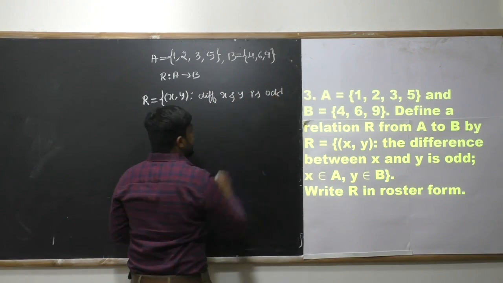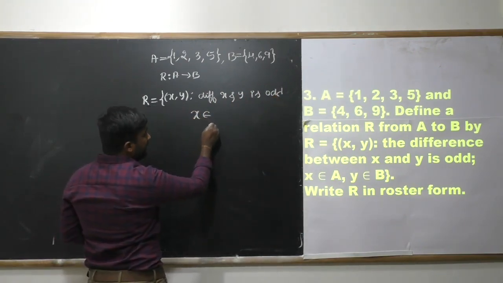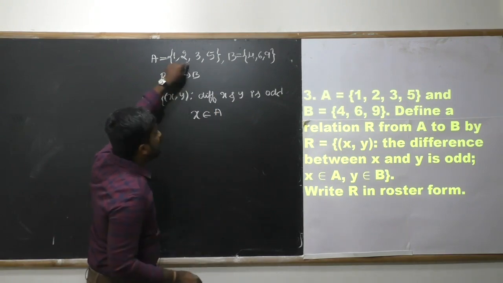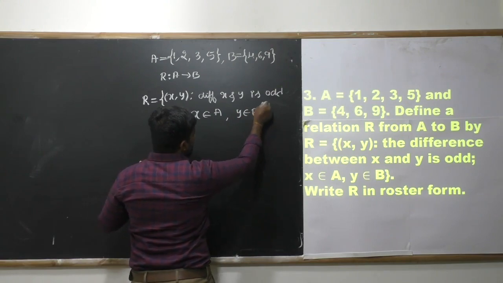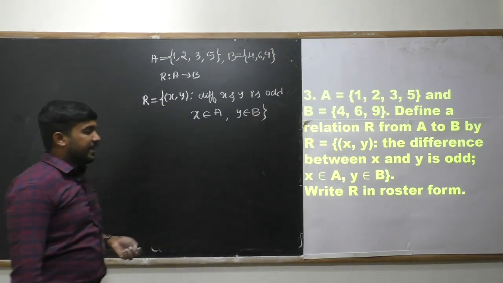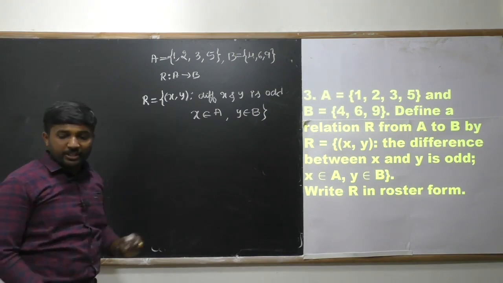What are the elements x and y? Here x is taken from set A, x belongs to set A, and y belongs to set B. This is the given set. The problem is to find the roster form of this relation R.